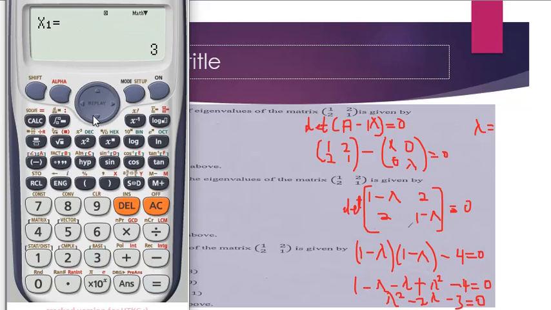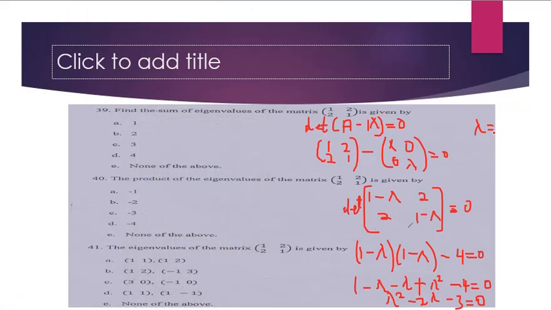So we have the first value to be 3 and the other value to be minus 1. These are the eigenvalues. Now we have to take the sum. When you take the sum of these eigenvalues, 3 minus 1 gives us 2. So the answer is B. Right, so let's proceed. We have to find the product of the eigenvalues of the same matrix. Product means you are multiplying, so we have 3 times minus 1, and that will give us minus 3.